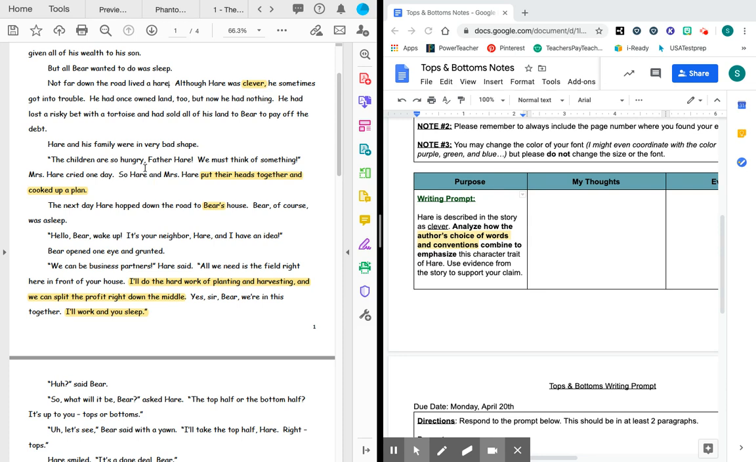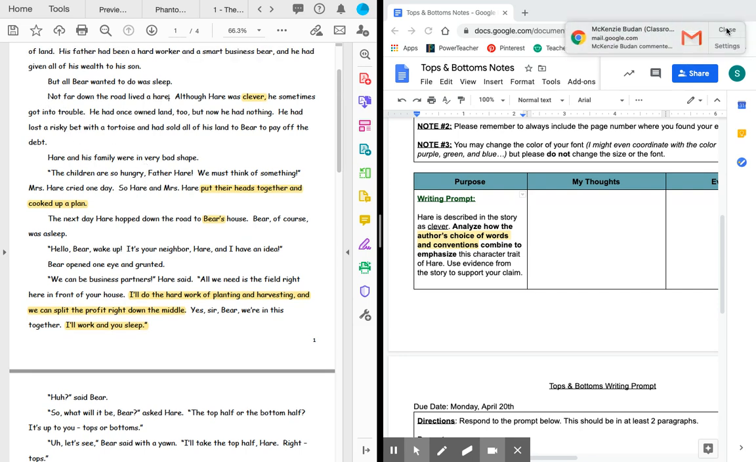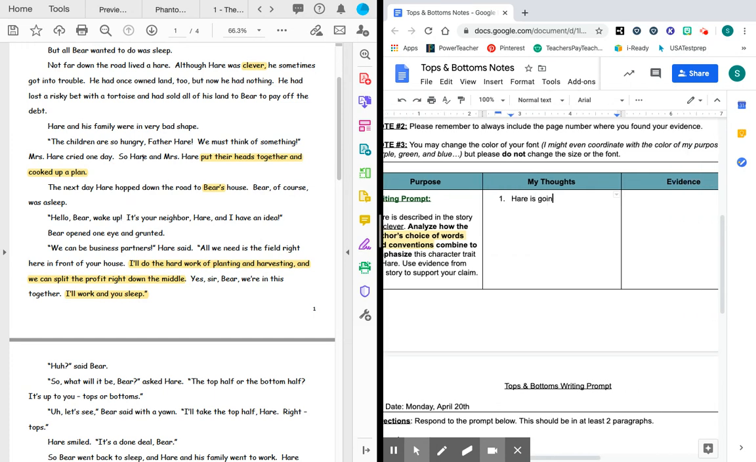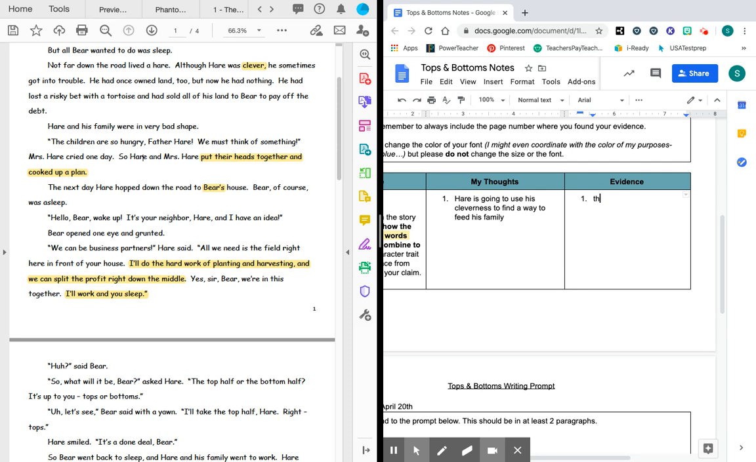All right. So basically up here, although Hare is clever, he gets into trouble. Hare and his family are in bad shape. So Mrs. Hare says, the children are so hungry, we must think of something. So Hare and Mrs. Hare put their heads together and cooked up a plan. So I'm thinking that Hare is going to use his cleverness to find a way to feed his family. Okay, my evidence of this is that they cooked up a plan. Cooked up a plan means to come up with a plan. So I'm thinking that he's going to somehow, with his cleverness, come up with a way to feed his family.